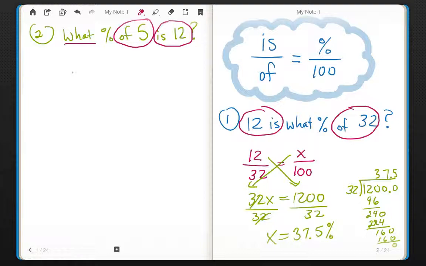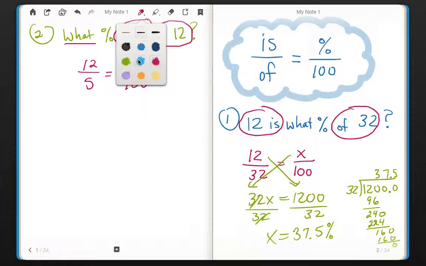Sebastian, set it up for me. What's the proportion? 12 over 5 equals, that's good. Now, based on this, before you even solve it, what type of percent is this going to be? High. Over 100. Because 12 is more than 5. And that's okay. We can get percents that are higher than 100. Bryce? If the is is more than the of, it's above 100. That's right. If the of is bigger than the is, it'll be less than 100.